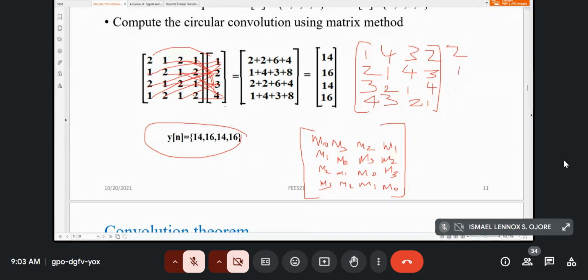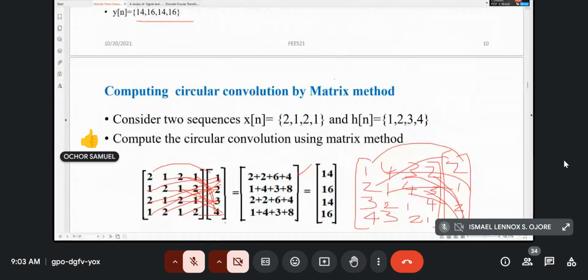2, 1, 2, 1. Well, it doesn't change because it's just assembling, so this is 2 plus 8 plus 3. It will give you the same thing. So it doesn't matter where you create your 4x4 matrix from, either from x of n or h of n. With the convolution, it doesn't change. Is that okay?